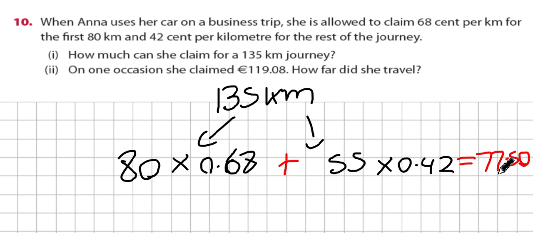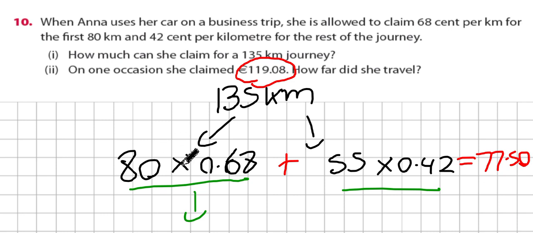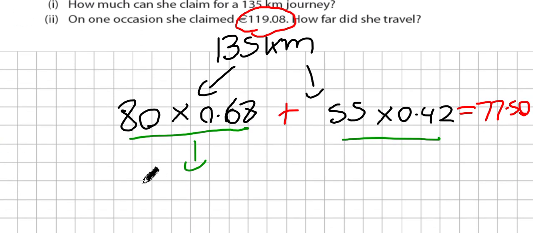Okay. Now, on one occasion, she claimed €119 and 8 cents. For me, that definitely means she went over 80 kilometers. Agreed? So can we break up the first part? Can somebody tell me what 80 by 0.68 is? Just how much? 54.4. So no matter what, the first 80 kilometers are going to cost us €54 and 40 cents. Are you all agreed with that?